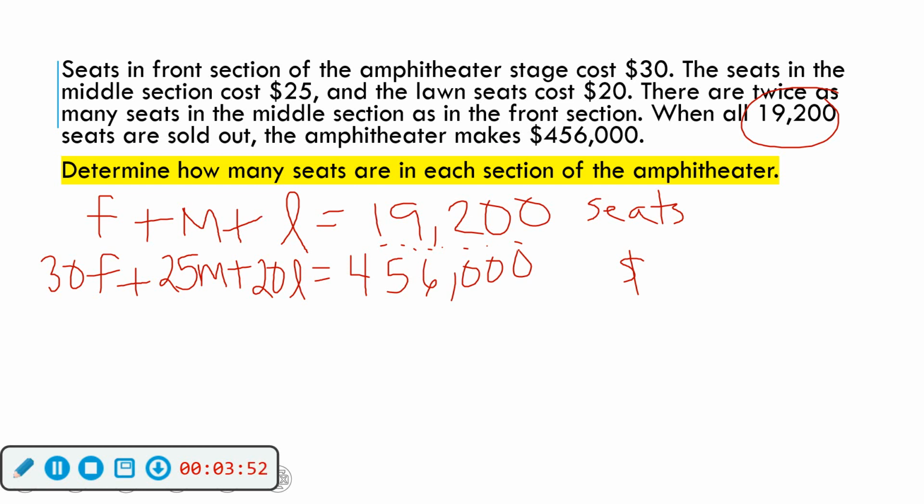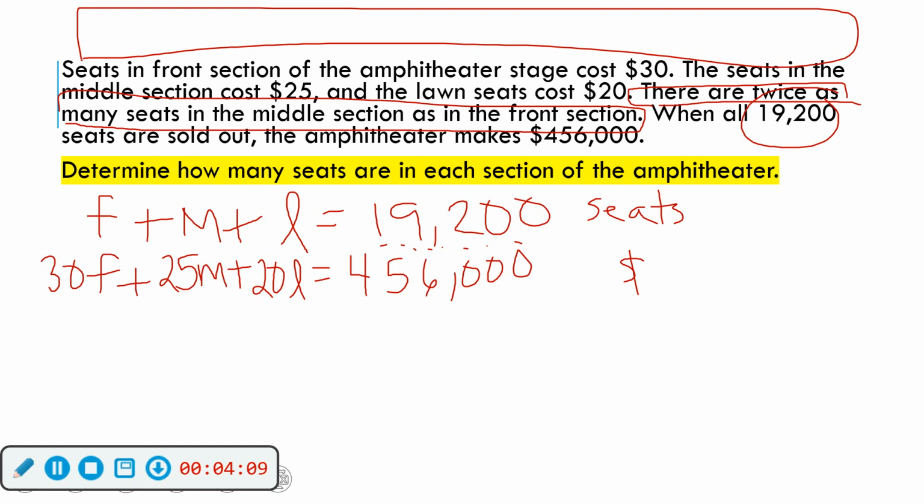Now we have one more part we haven't touched, and that's twice as many seats in the middle section as the front section. This is actually the most difficult part of the problem for the majority of students. So let's take a second to break away from this and understand the concept, and I'm going to do that up here at the top. If I said to you that you scored twice as well as your best friend, Y is going to be equal to your percentage, and so this is your score.